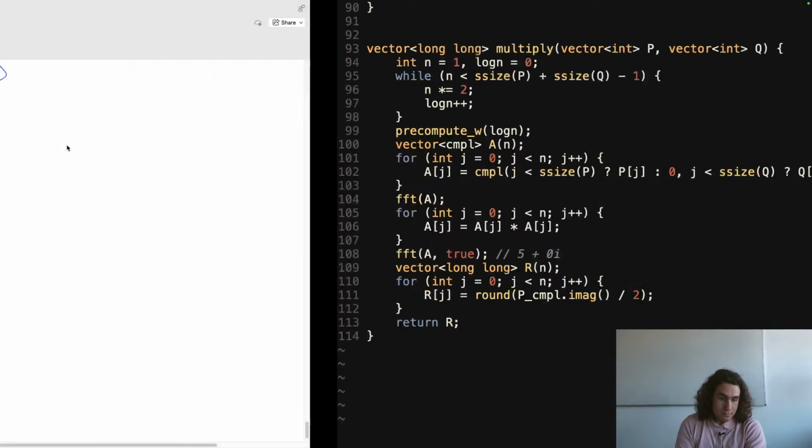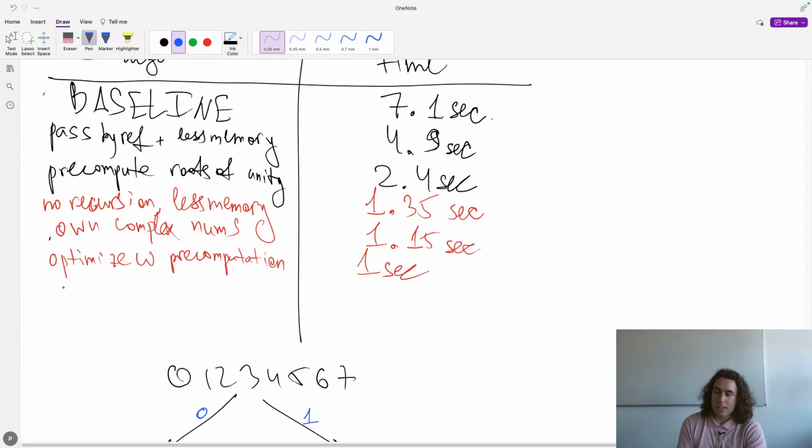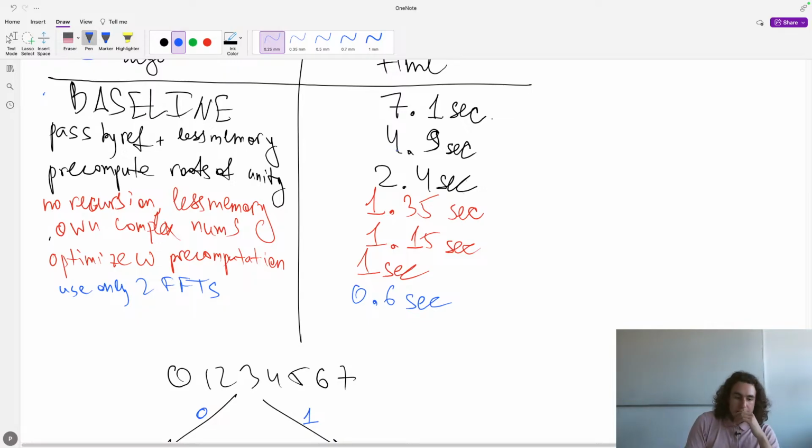And doing this actually brings the time of our algorithm, right? We use only 2 FFTs. This brings the running time of our algorithm to 0.6 seconds. So we went from 7.1 to 0.6, which is a 12 times improvement. Great.